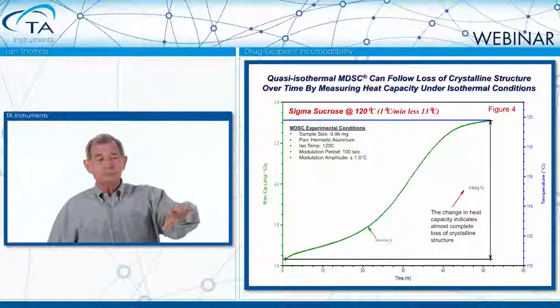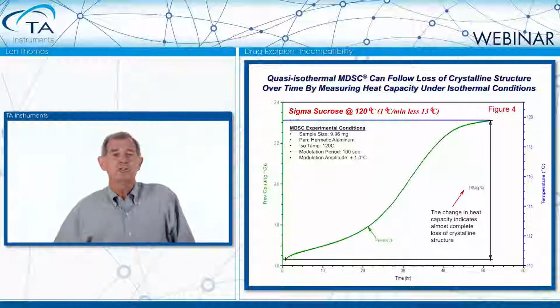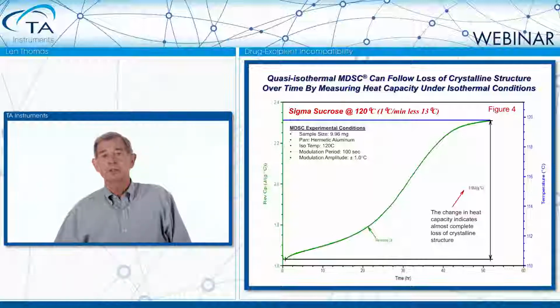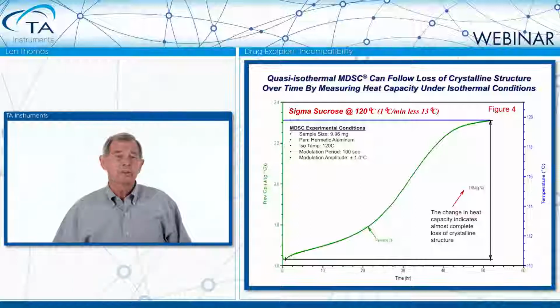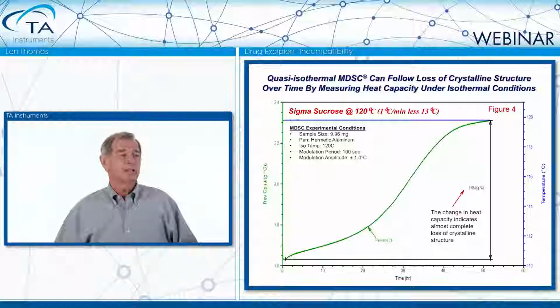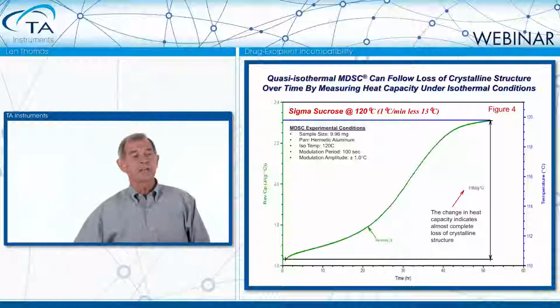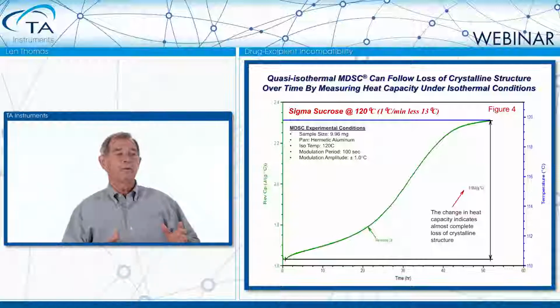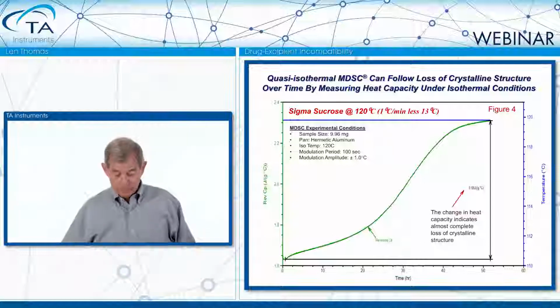In this case, we knew how much change in heat capacity was required for 100% conversion, and that was about 0.68 joules per gram, and that's about the value that we got here. So we believe that at 50 hours or so, you have complete conversion of the crystalline material to amorphous. Now, this is using the recommended conditions, which are shown there. We've got about 10 milligrams. This was done at 120 degrees, 100-second period, plus or minus 1 degree C amplitude. So that's an example of using our quasi-isothermal modulated DSC to look at this reaction process.